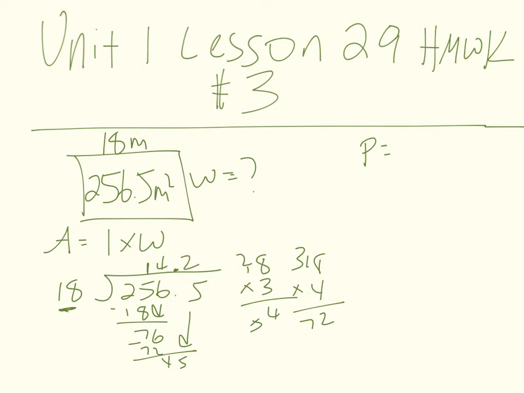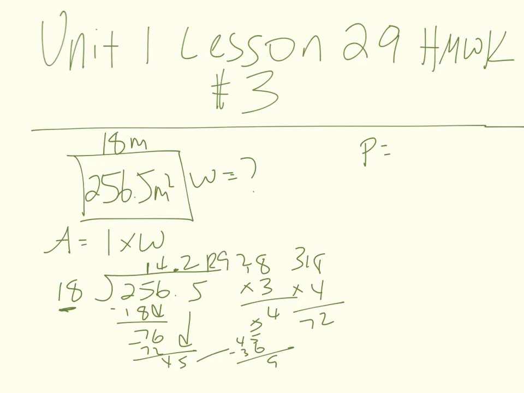So now we have 14.2, and then when we do 45 take away 36 in the long division, we get 9. So we have a remainder of 9.